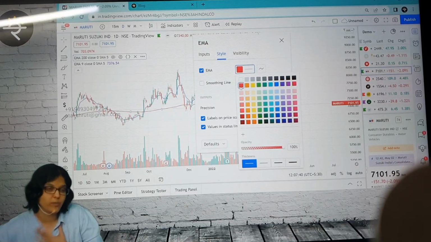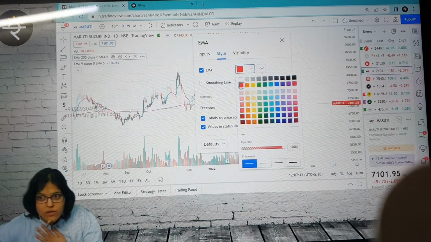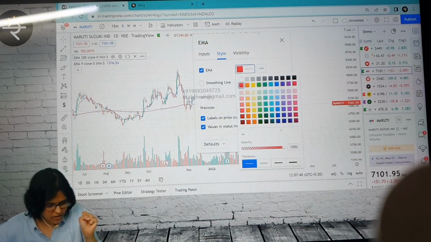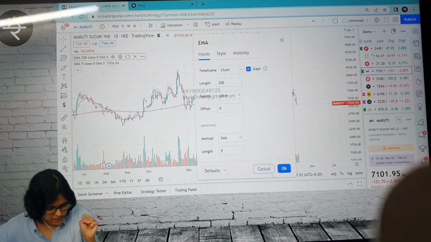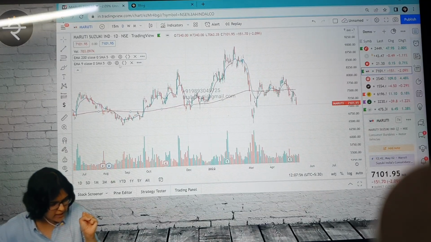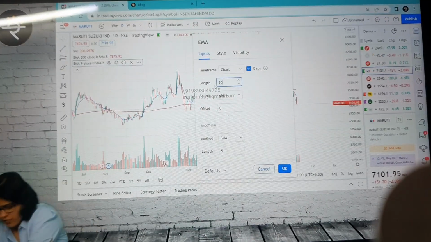That's my style. You can choose whatever you want because I believe the long-term average has to be checked very carefully. So that is red. That attracts my attention. Okay, so done, 200. And I say okay. Now this 9 days, what about here? 50. And I say okay.